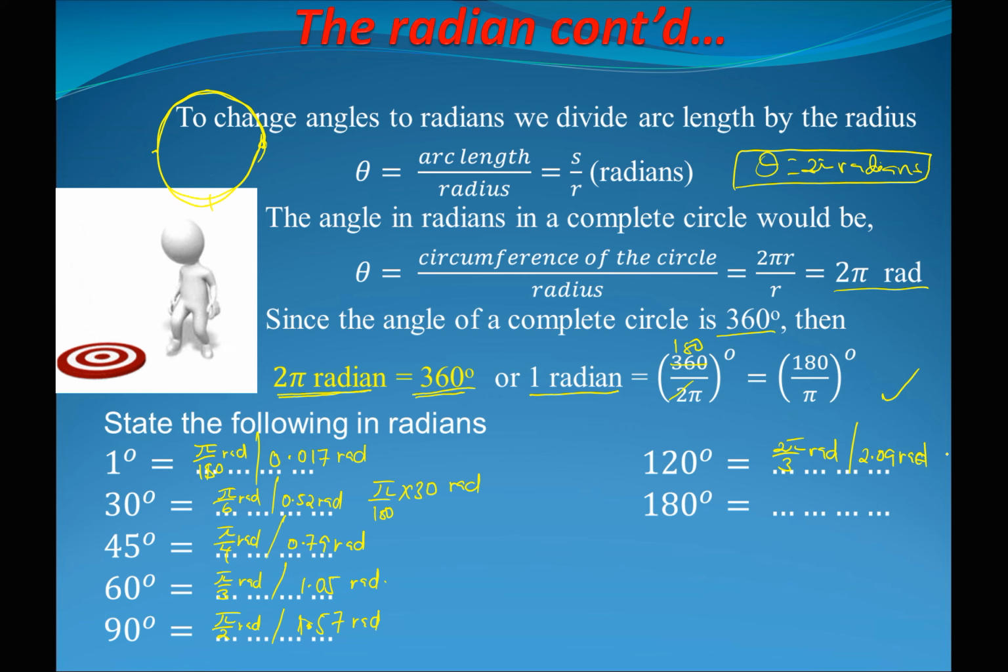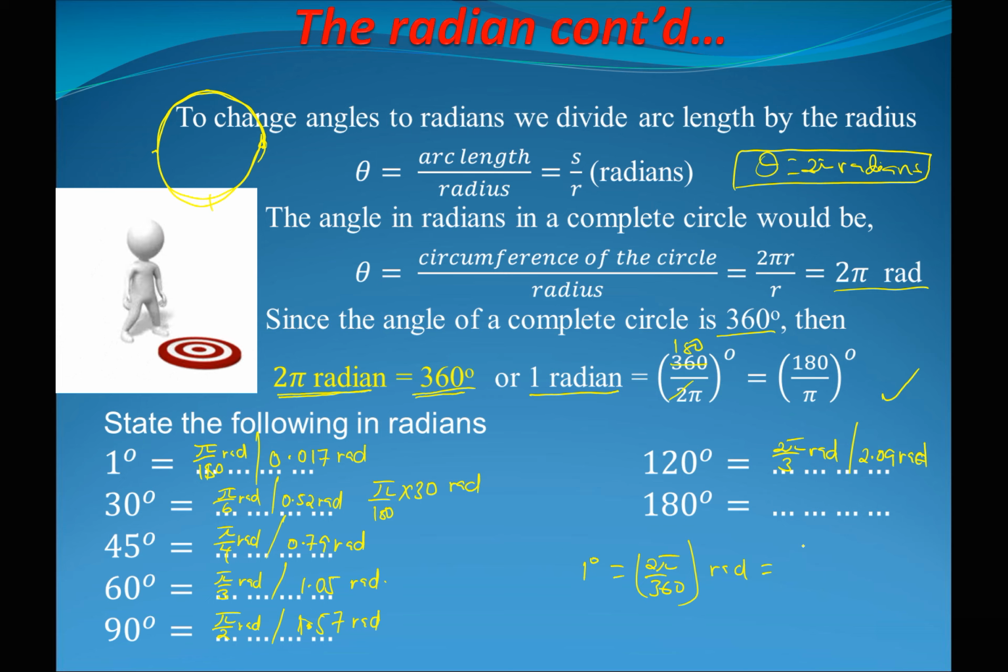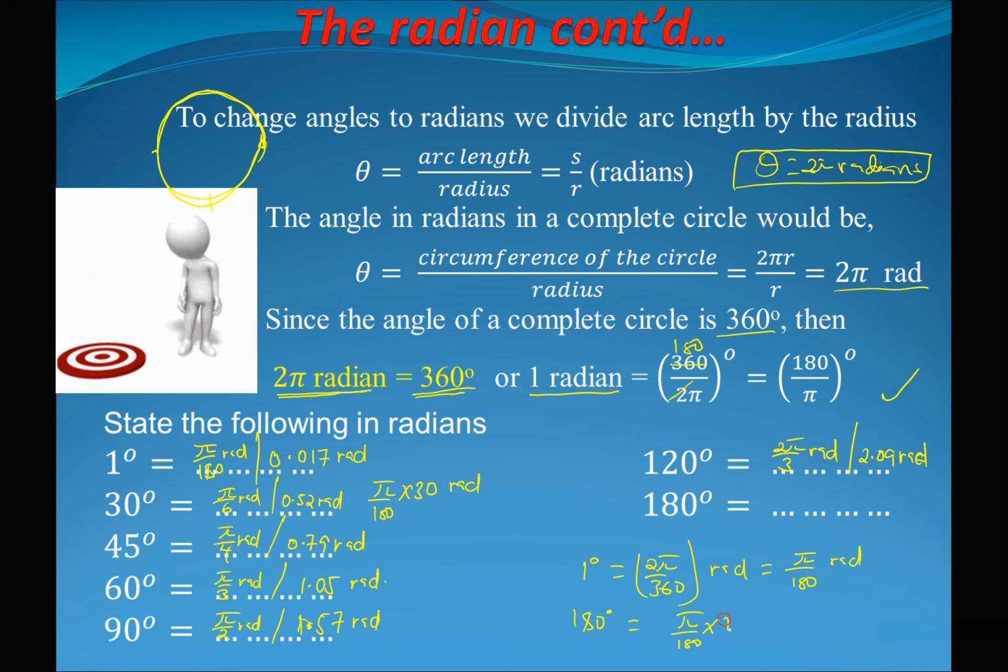Of course, we have already seen that 180 degrees is the same as pi, because we said 1 degree is the same as 2 pi divided by 360, but this is in radians, and this was pi divided by 180 in radians. So it means 180 degrees is going to be pi divided by 180 times 180, which is going to be pi in radians.